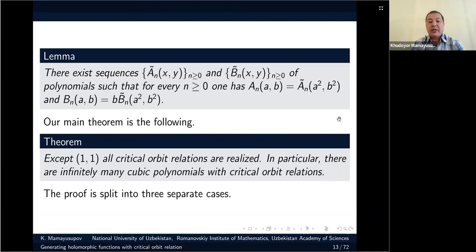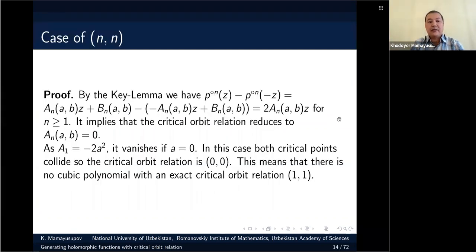In particular, there are infinitely many cubic polynomials with critical orbit relations. Actually, this means there are curves of them. We'll see them in a moment. So now I give the proof.